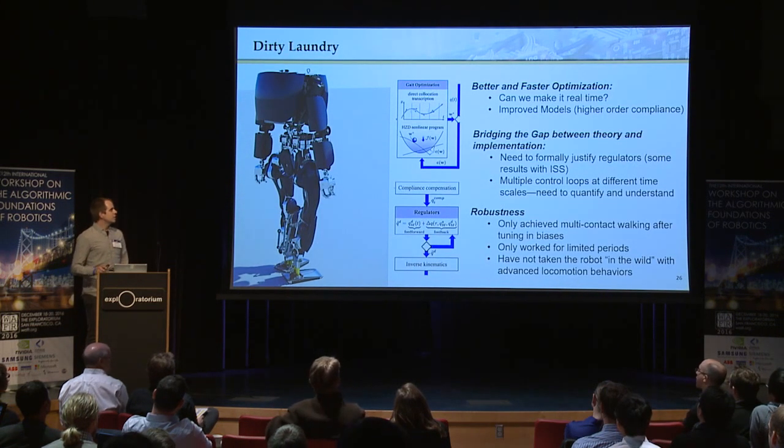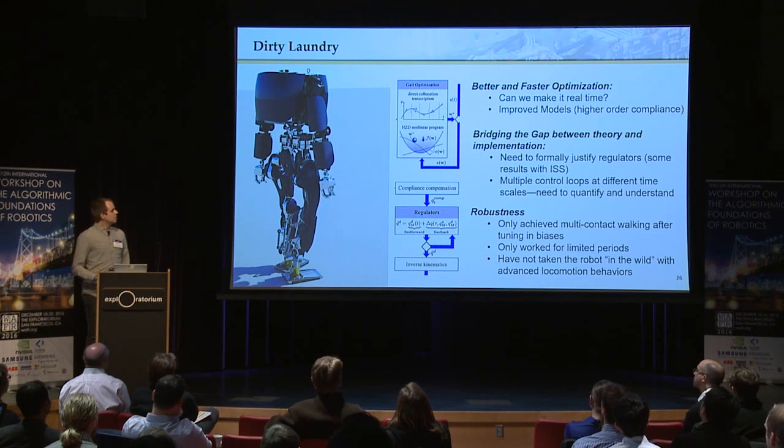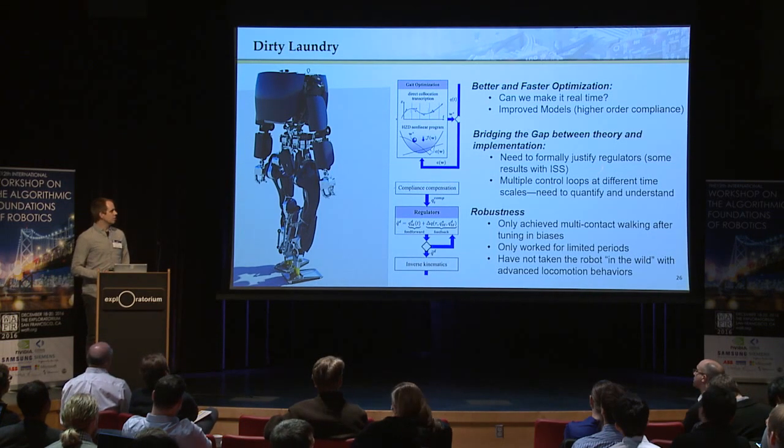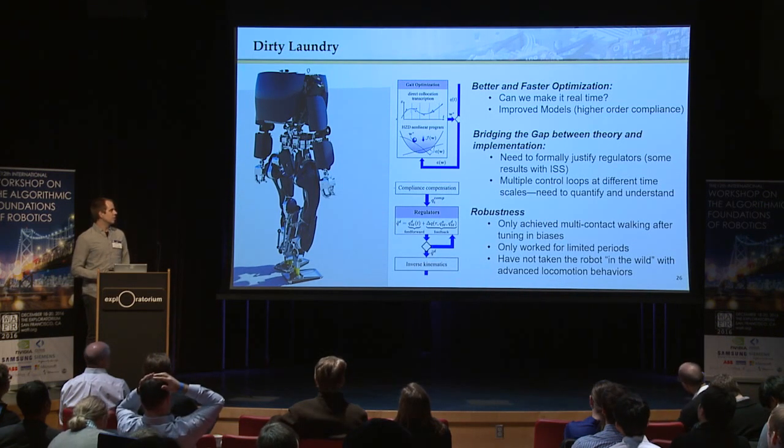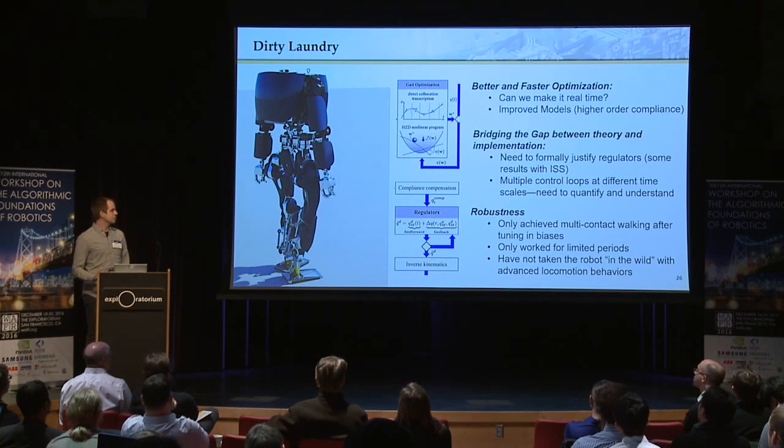So with our dirty laundry, 10 minutes is still fairly long for these optimization problems, and the gaits are still not immediately implementable on hardware. So we need to try to tighten this up. Additionally, these regulators that we're using to modulate the implementation are still a little heuristic, so we'd like to justify some of these results. We have some initial results with input to state stability, but we'd like to investigate this further or even apply more formal controllers in this area.